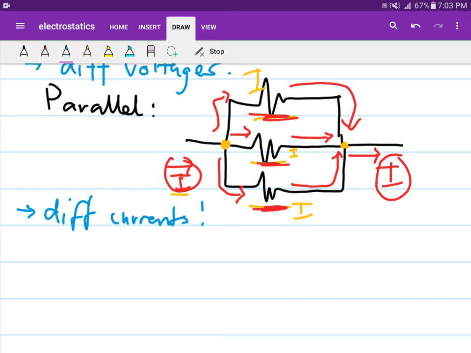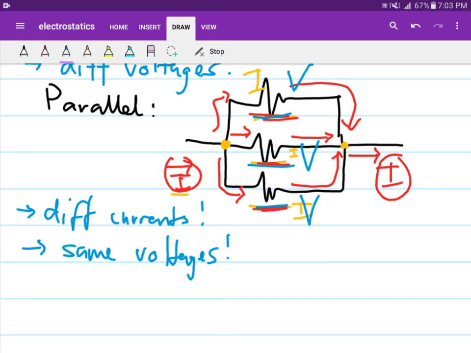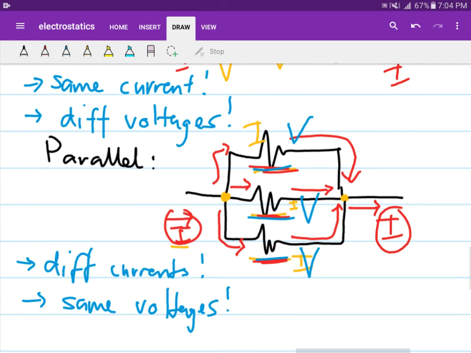Now, while their currents are different, their voltages are the same. So for example, this resistor will experience say 5 volts. This should also experience 5 volts. This should be 5 volts. So that's the difference between series and parallel connections.